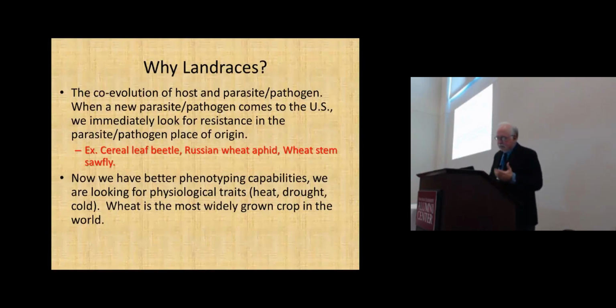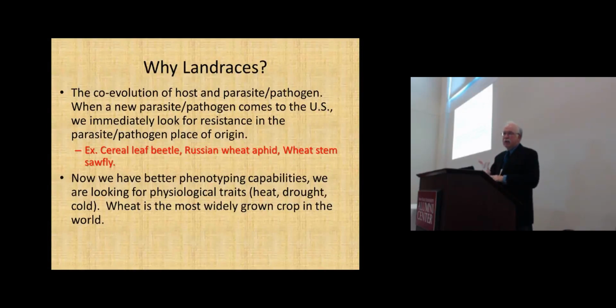In my lifetime, when they opened up the St. Lawrence Seaway, they brought in the cereal leaf beetle, devastated the wheat production, actually worse on the barley and oats in Michigan, Illinois, Indiana, that area, okay? Russian wheat aphid came to the Great Plains in about 1985. Wheat stem sawfly is in Montana and is now moving into Nebraska, okay? So you always would go to where it was endemic to find new sources of resistance. We have much better phenotyping capabilities now than we've ever had before, so now we're going to look at other traits than the easy ones.